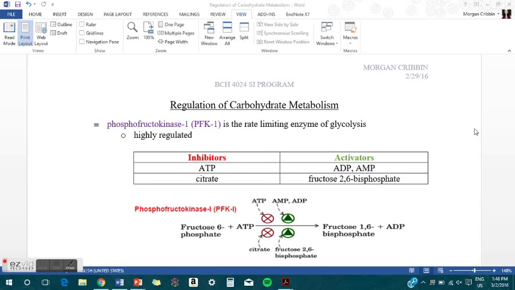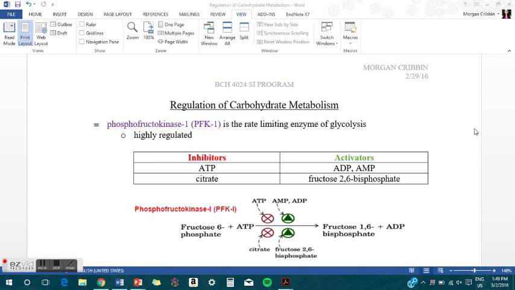Guys, today I'm going to talk to you about regulation of carbohydrate metabolism. I made this Word document as kind of just like a little flow through it. We're going to talk about the regulation of all the different cycles involved in carbohydrate metabolism. So that's going to include glycolysis, gluconeogenesis, glycogenolysis, and glycogenesis. So we're going to get started and we're going to talk about glycolysis first.